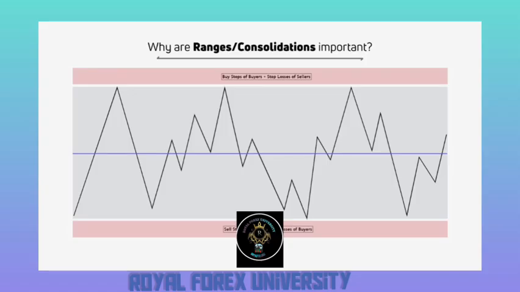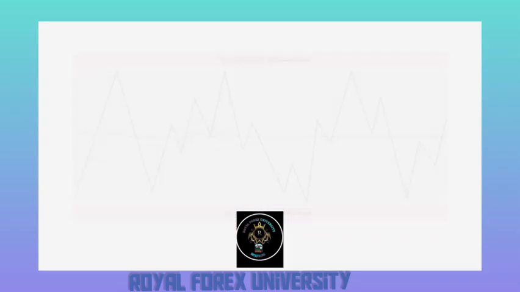Above and below every single range, there are orders. Of course, depending if it's on the top or on the bottom, you can have both stop losses, but you also have buy stops and sell stops, and even sometimes limits. Okay, so very important to understand.